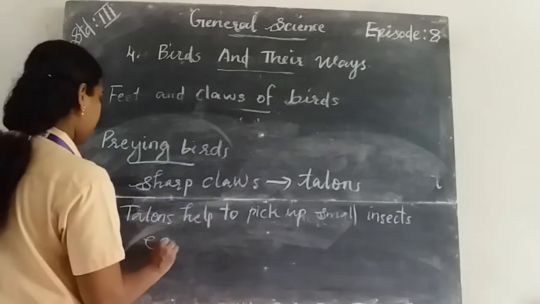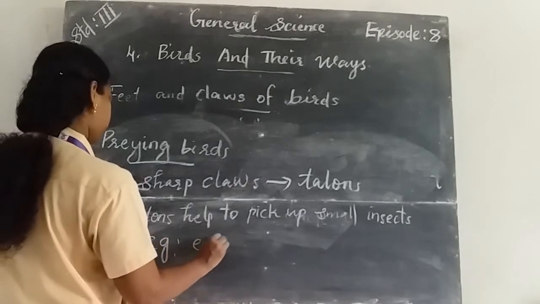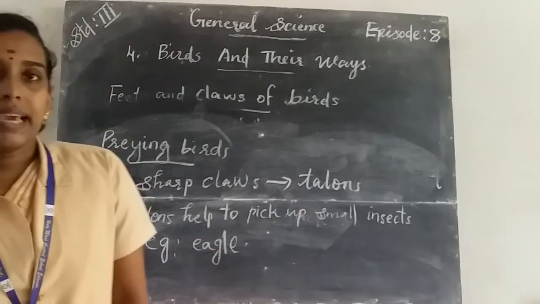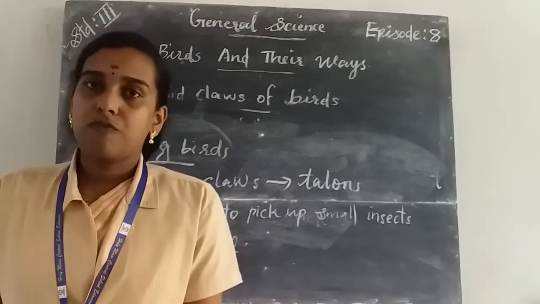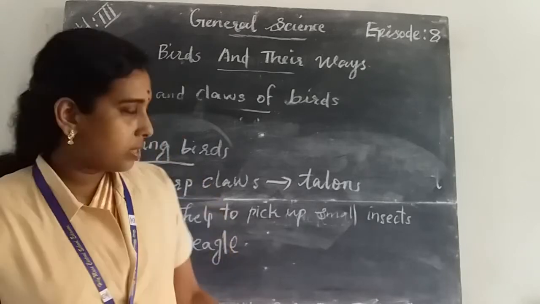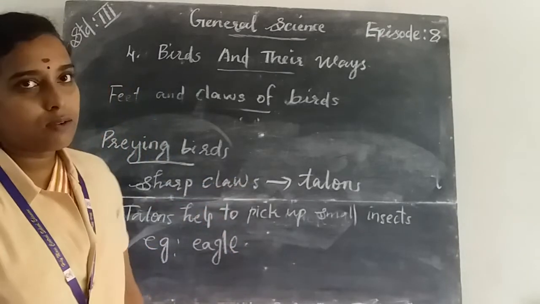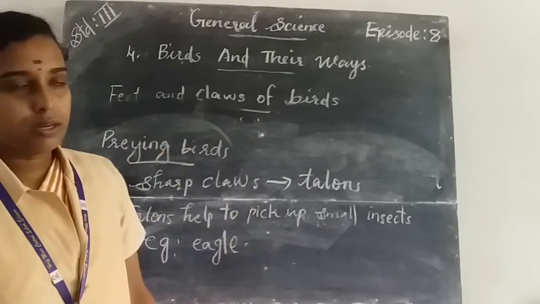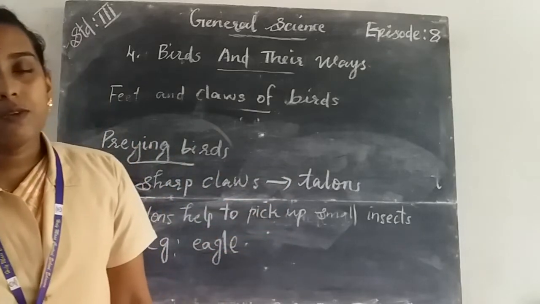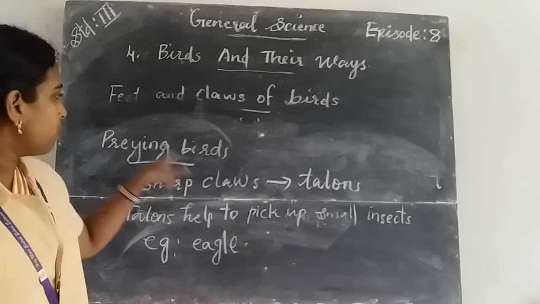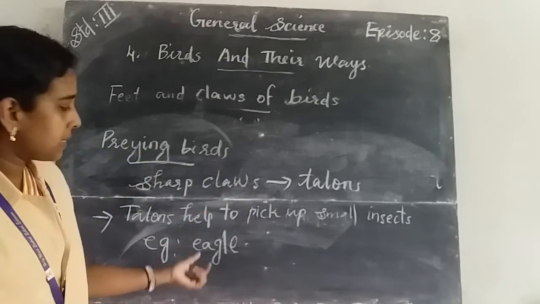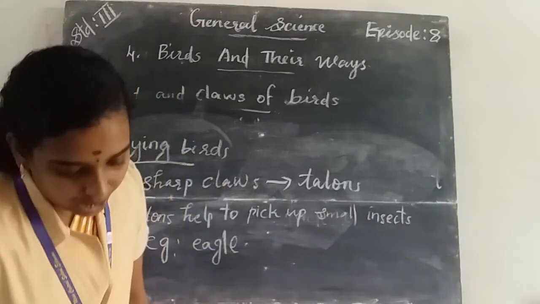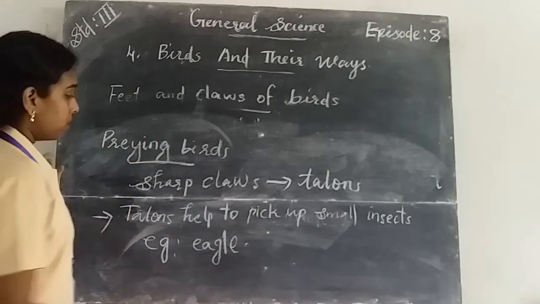Example: eagle. Eagle is a praying bird because they catch small animals like frogs, snakes, etc. by using talons. Talons are sharp claws seen on the feet of a praying bird. So they use their talons to pick up small prey. Such types of birds are called praying birds. And the next one is wading birds.